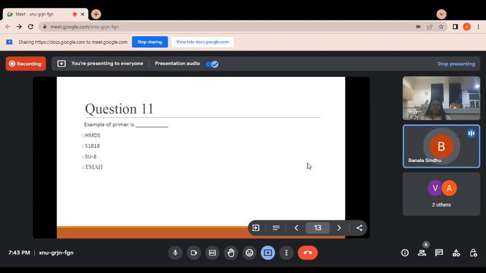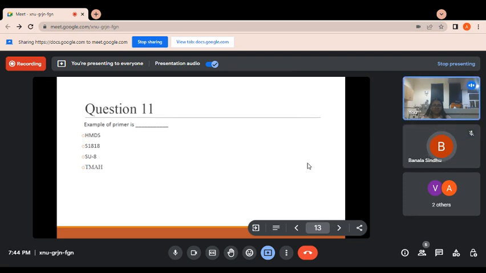First option, ma'am. Okay, and S1818? No, ma'am. What is S1818? Do you have any idea? No, ma'am. Actually, this is a positive photoresist. And SU8? Negative. And what about TMAH? No, I don't know, ma'am.